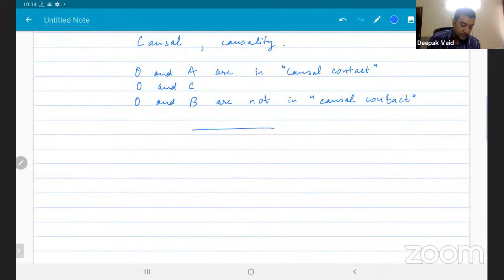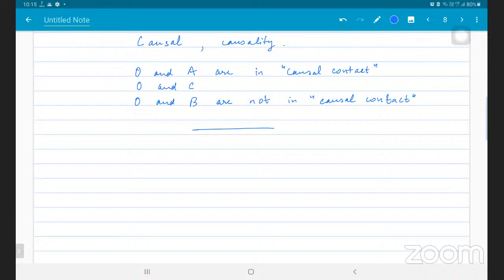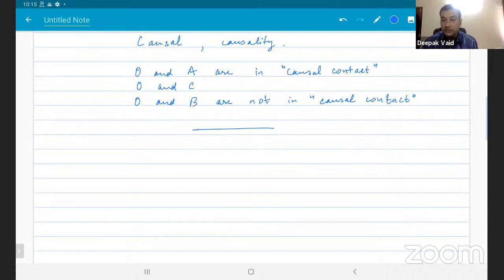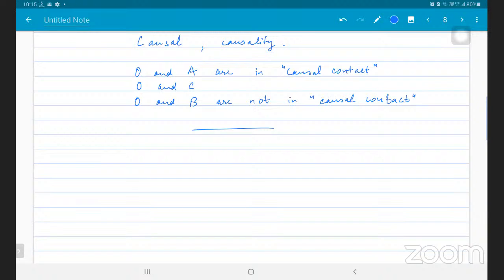So the next class will be on Friday. Then I will start talking about Lorentz transformations and how Lorentz transformations affect what happens to these vectors.